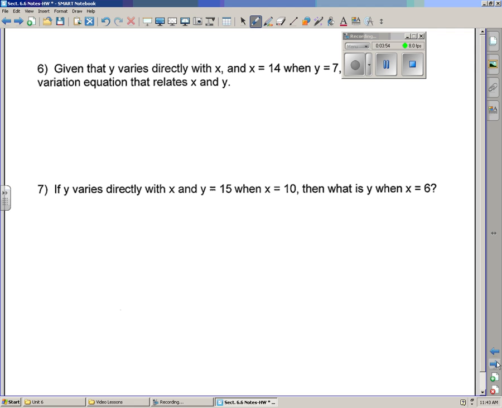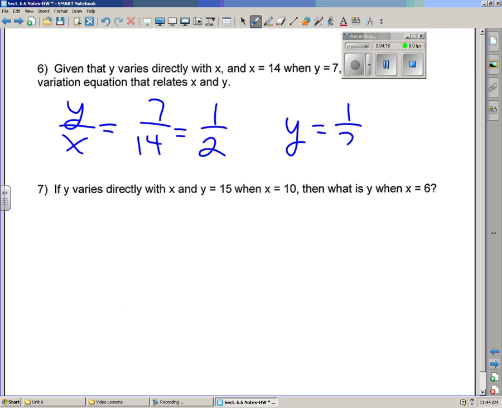Given that y varies directly with x, and x is 14 when y equals 7, write a direct variation equation that relates x and y. Well, again, we've got to find the constant of variation, or the slope. So we know that it's going to be y over x. So y is 7 when x is 14, and that simplifies to a half. So now we know that our equation is going to be y equals 1/2 x.